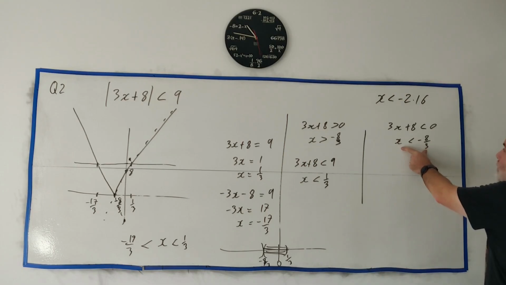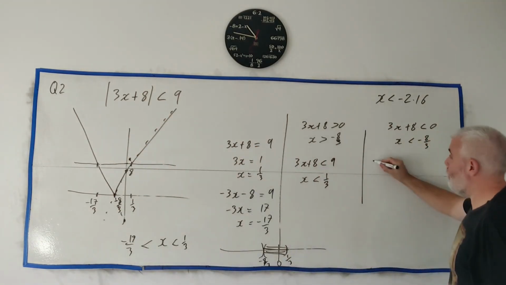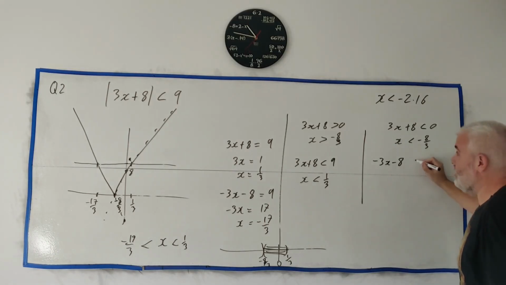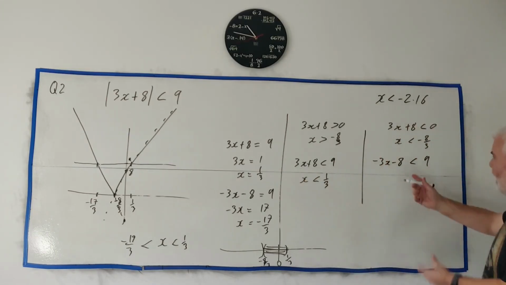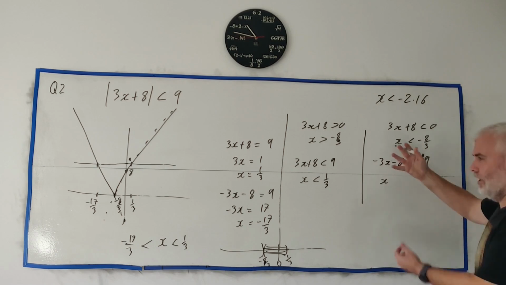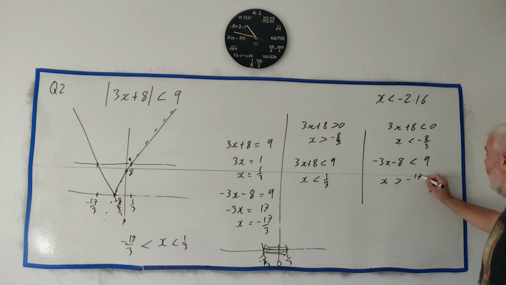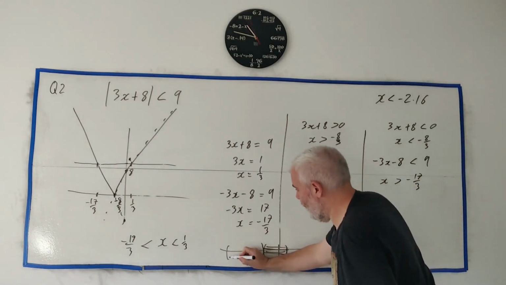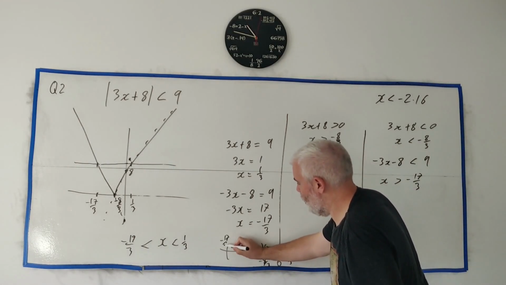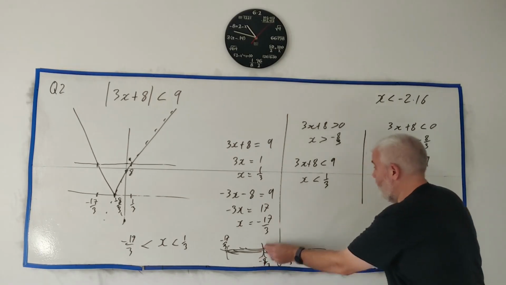So when x is less than minus 8 over 3, when what's in here is less than 0, what happens? We get minus 3x minus 8 is less than 9. Because remember, the absolute value would have multiplied everyone by a minus. Rearrange this, I'll just skip to it because we just did it over here. We will get x is bigger than minus 17 over 3. So what does that look like in this world? It's over here, it's minus 17 over 3. It's everything between here and this part here.